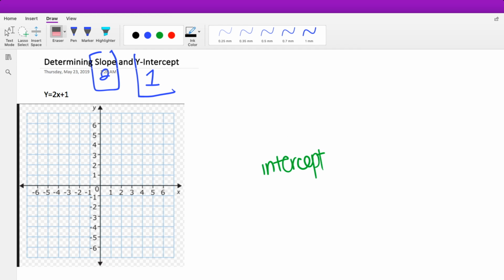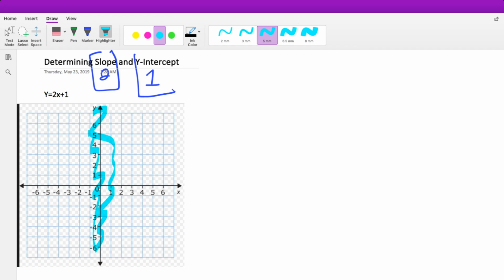Okay. Now let's graph. The first thing you want to do when you graph is plot your y-intercept, because that'll make everything else a whole lot easier for you. So let's plot our y-intercept on the y-axis. Remember, the y-axis is this axis over here. Let's go ahead and plot right there. Y-intercept is 1.